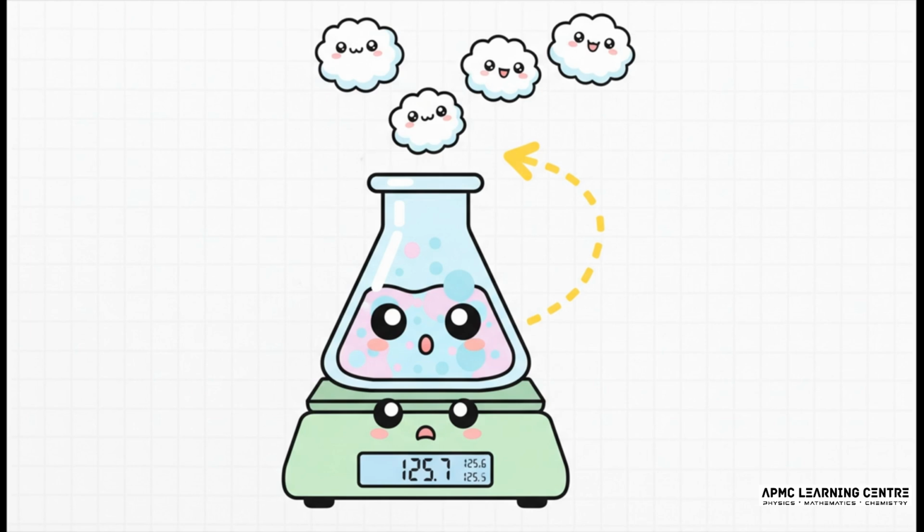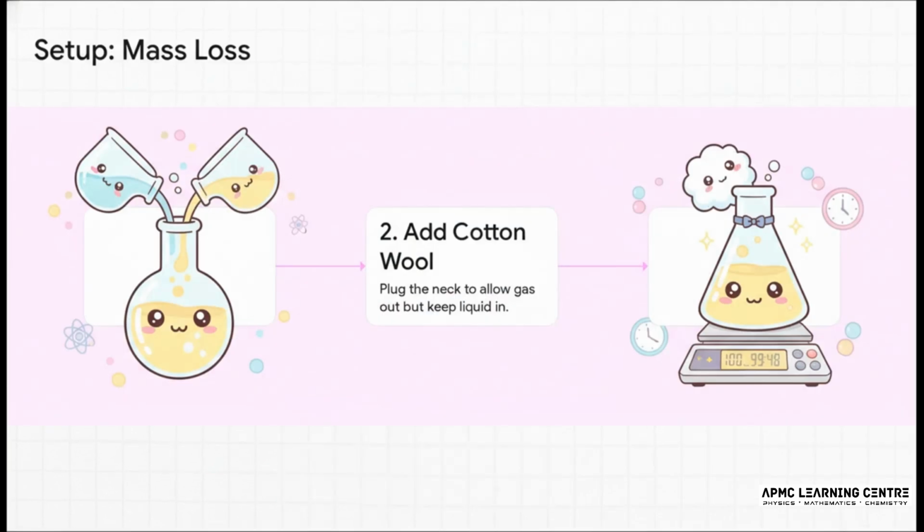Pretty clever, right? The setup for this is so straightforward. You just mix your reactants in a flask. Then you put a little plug of cotton wool in the top. And that part's important because it lets the gas out but stops any of your liquid from splashing out and messing up your reading. You put the whole thing on a digital balance, and then you just sit back and record how the mass changes over time.